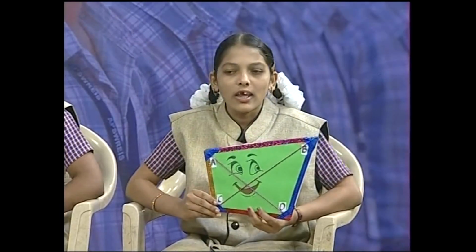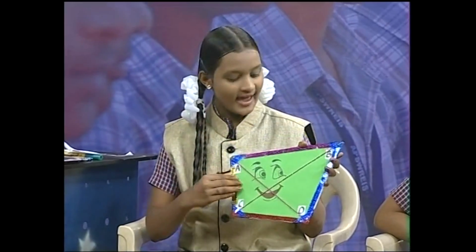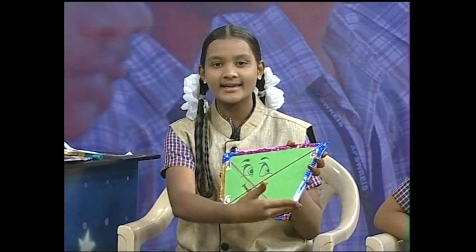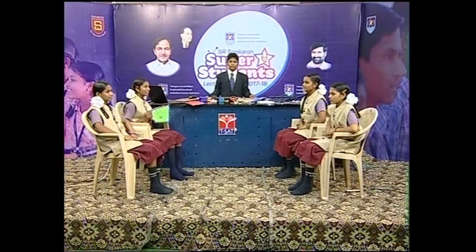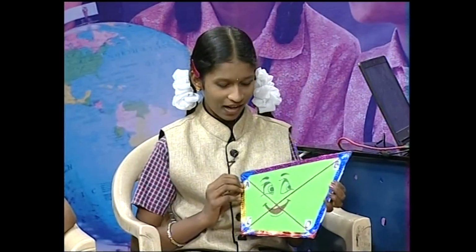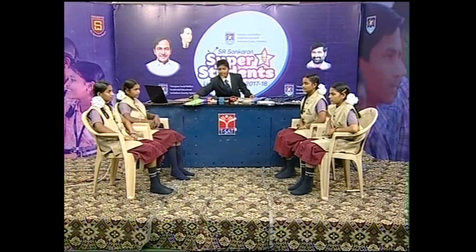And in this quadrilateral, there are 4 vertices. They are A, B, C, and D. And in this quadrilateral, there are 4 angles: angle A, angle B, angle C, and angle D. And in this quadrilateral, there are 2 diagonals. They are diagonal AC and diagonal BD. Exactly right, friends. You're correct.